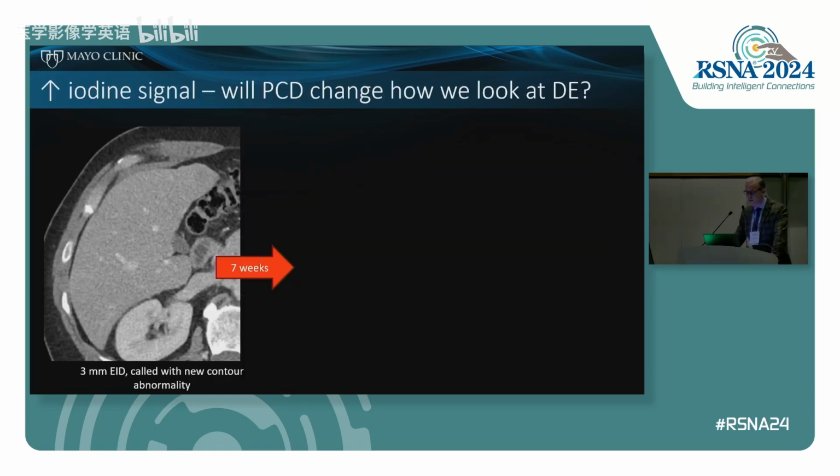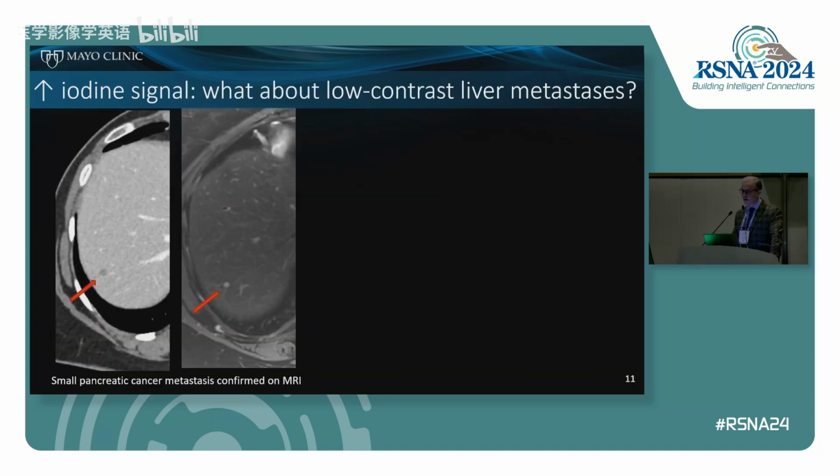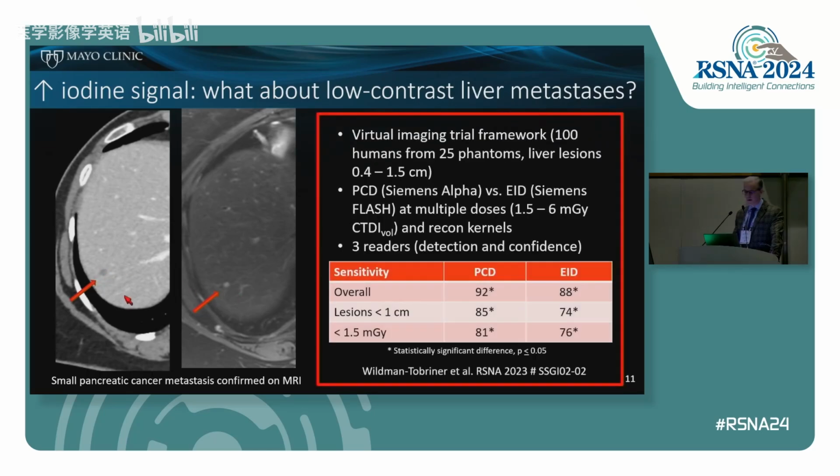So here's an example using some of the principles of dual energy CT. This is a metastatic esophageal cancer. Scanned 7 weeks later, you can see the borders of this tumor are much better seen on the 50 keV image. We're finding that we're seeing smaller metastases. This one is identified at CT, subsequent MRI.